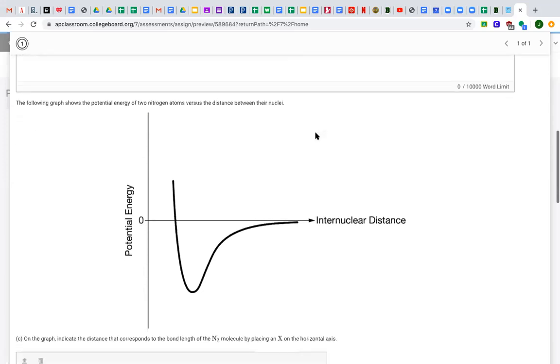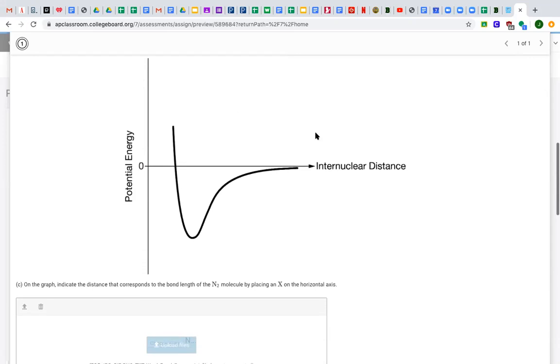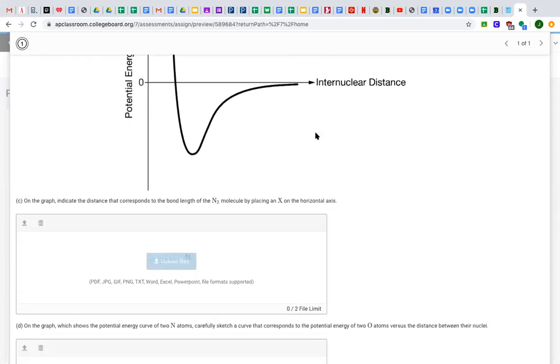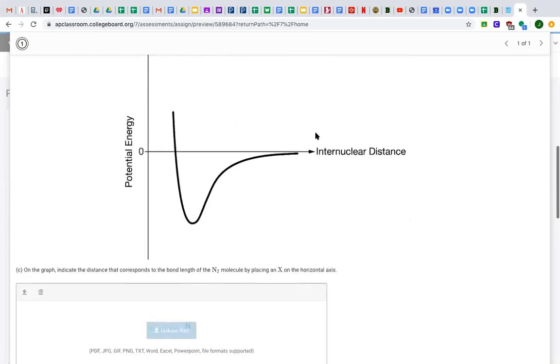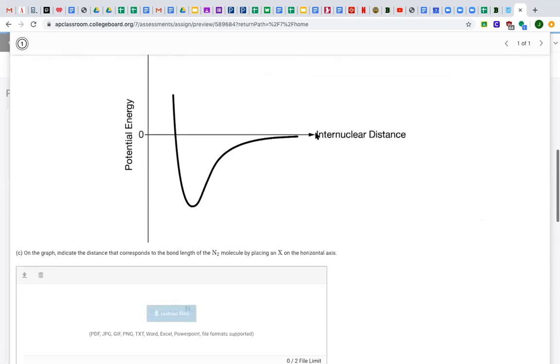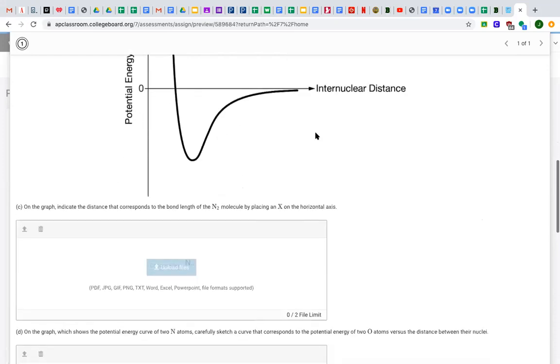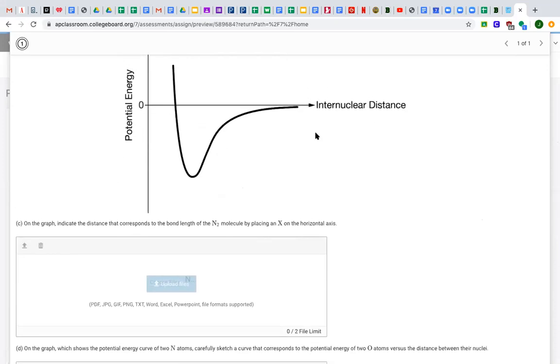Okay. And then, all right, so here's the graph. On the graph, indicate the distance that corresponds to the bond length of N2 by placing an X on the horizontal axis, okay? And then on the graph, which shows the potential energy curve of 2 nitrogen atoms, carefully sketch O atoms. Okay, so O atoms versus N atoms. Okay, I see. So try C and D. Just think through that, okay?